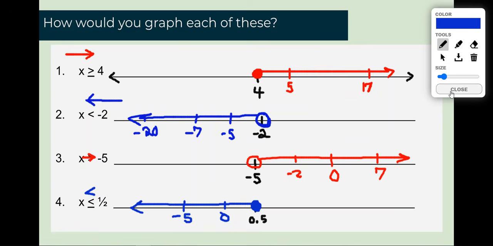So that's a quick introduction to graphing and the signs of inequalities.